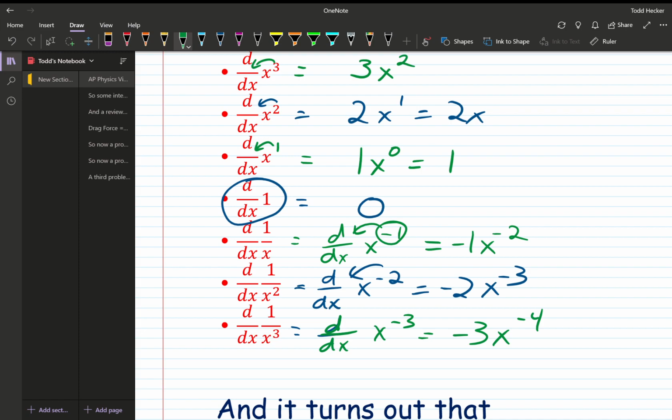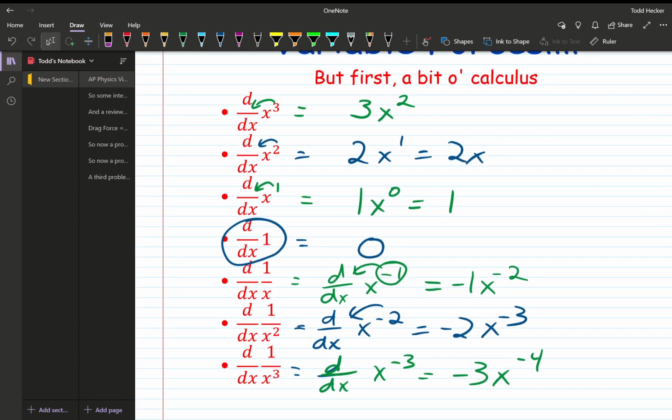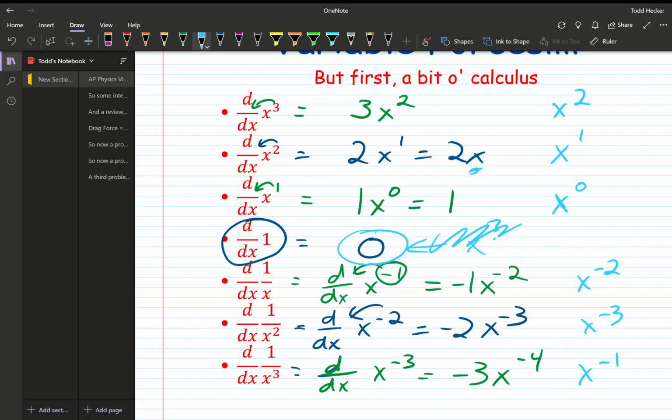A thing I want to point out before we go any further is the following. Look at what happened when I took my derivatives. One of my answers gave me x squared. One gave me x to the first. This one gave me x to the 0. This one cannot be expressed as x to any power; there's no way you can raise x to some power and get 0, so that one doesn't work. Then we've got x to the negative 2, x to the negative 3, but none of our derivatives gave us x to the negative 1.